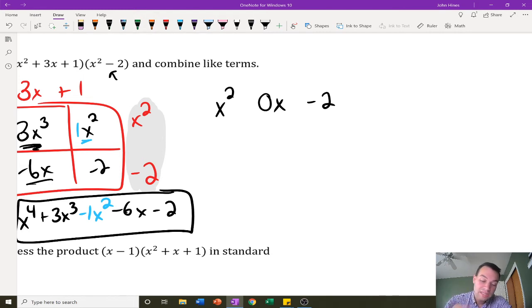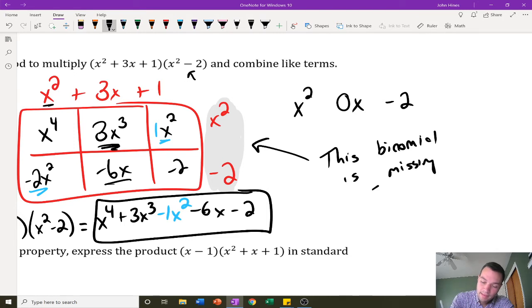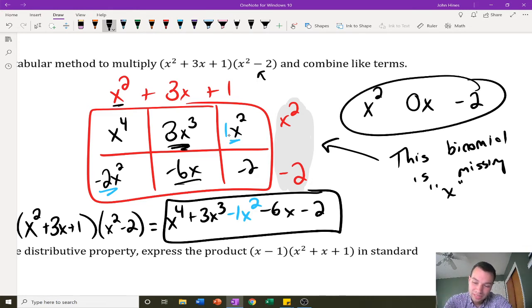So because this binomial is missing the x term, the diagonals didn't line up, and that's going to be really important going forward. For multiplying, you just got to be a little bit more careful when you start combining like terms, but when we start dividing, we're going to need to have everybody in standard form, so we're going to be throwing in these 0 x's when we start dividing polynomials.